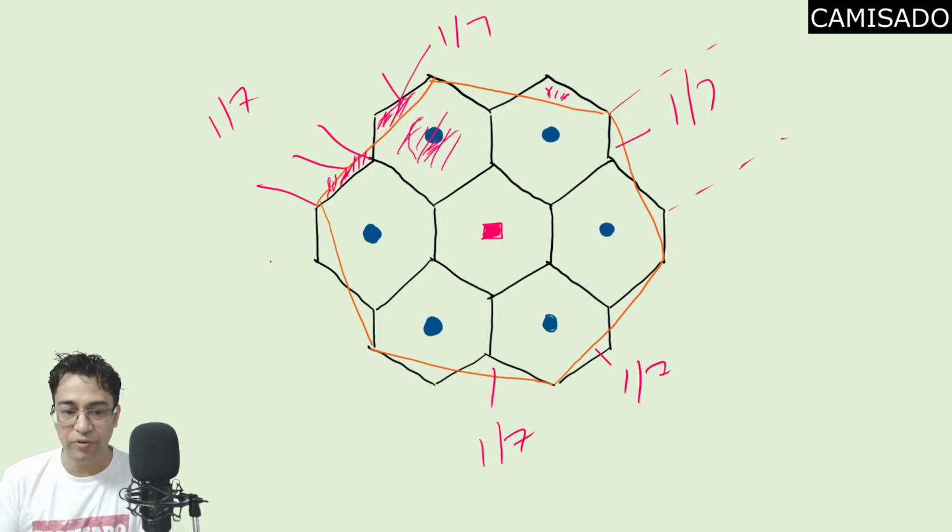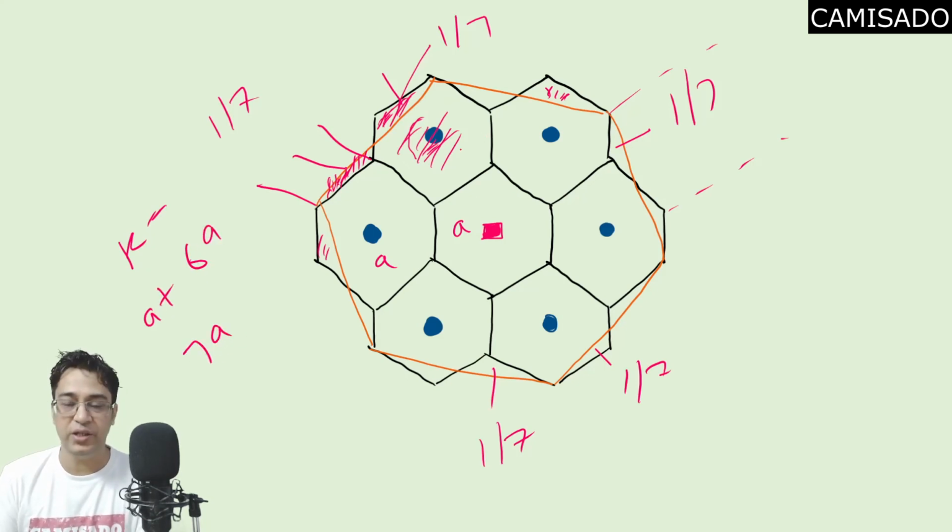So overall, this would be a, and this entire a, because he has left out this area but captured this area. So this would be full a. Therefore, we will get k is equal to a plus 6a, so we get 7a. This is how we get the value of k to be 7 in the administrative principle.